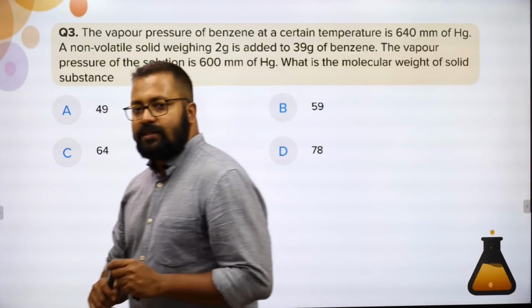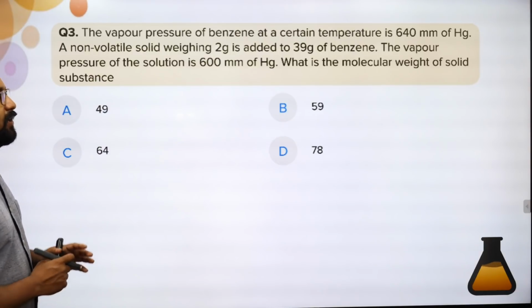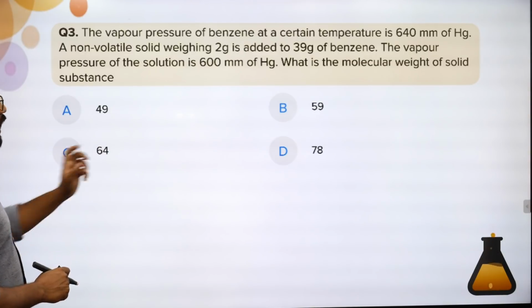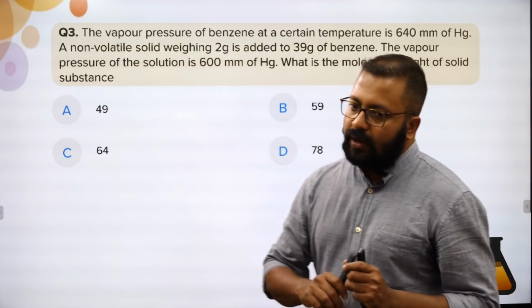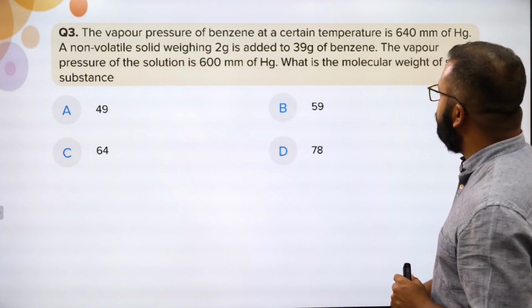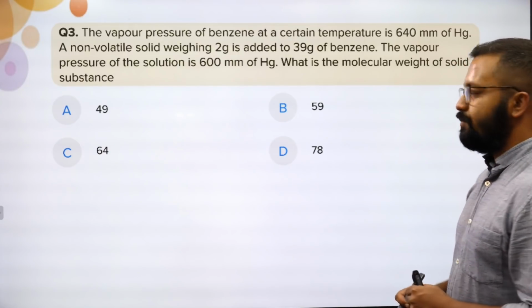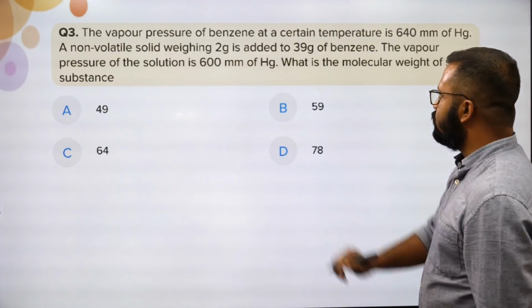Next question is this: the vapor pressure of benzene at a certain temperature is 640 mm of Hg. A non-volatile solute weighing 2 grams is added to 39 grams of benzene. The vapor pressure of the solution is 600 mm of Hg. How do we solve this question?